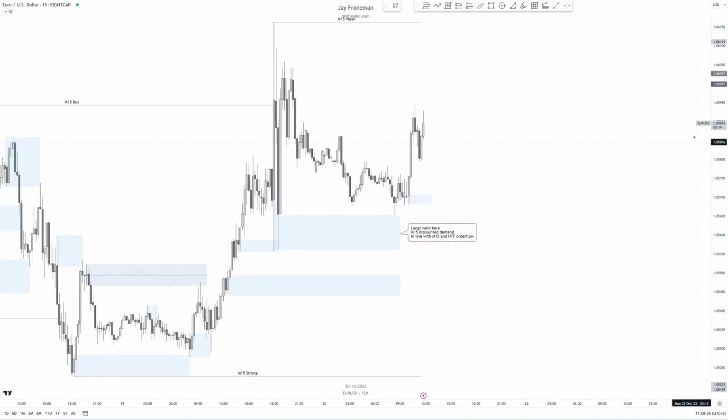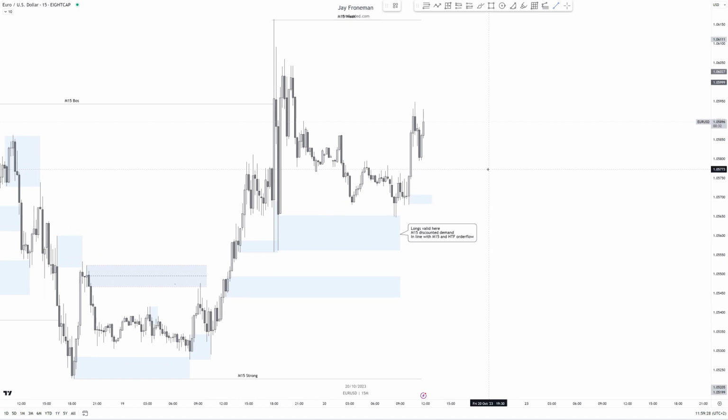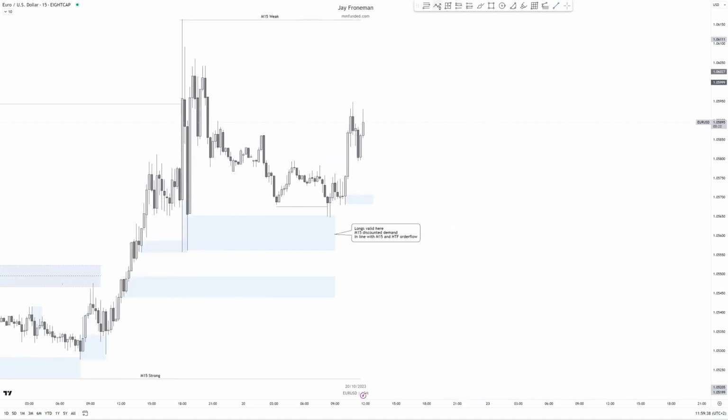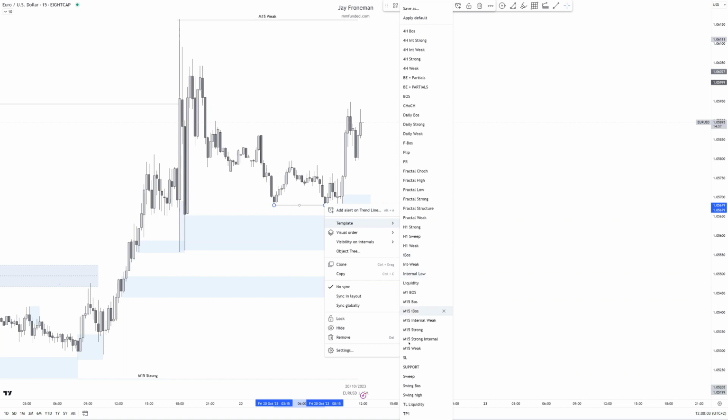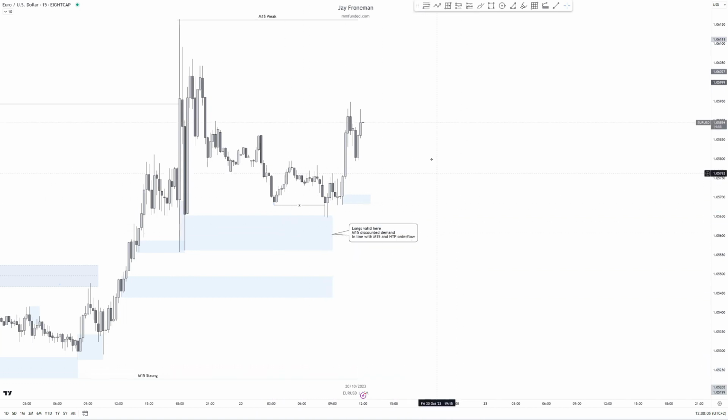Where the buy side and sell side liquidity comes into MMFunded's ICT model is looking for clear inducement or equal low liquidity or trend line liquidity to be swept into the supply or demand zone that has created the break of structure. In this scenario, we had clear inducement above the supply or demand zone, which we can mark out as a sweep of liquidity.